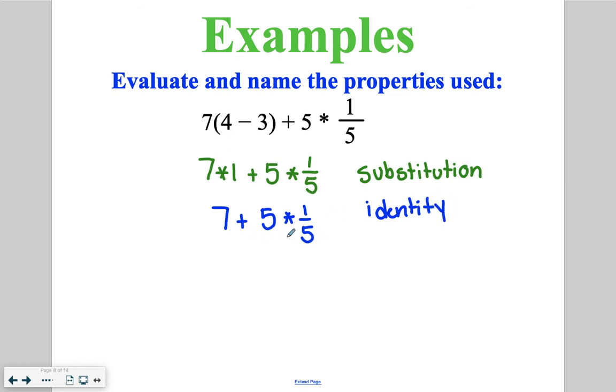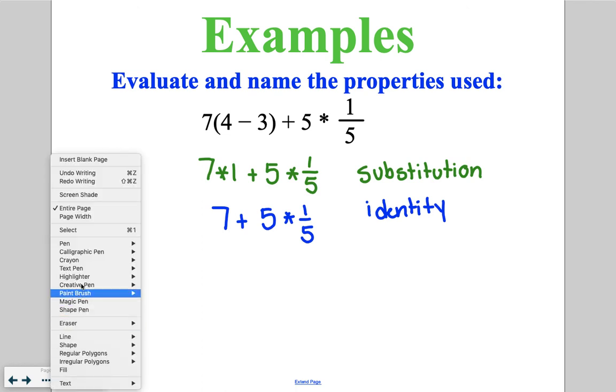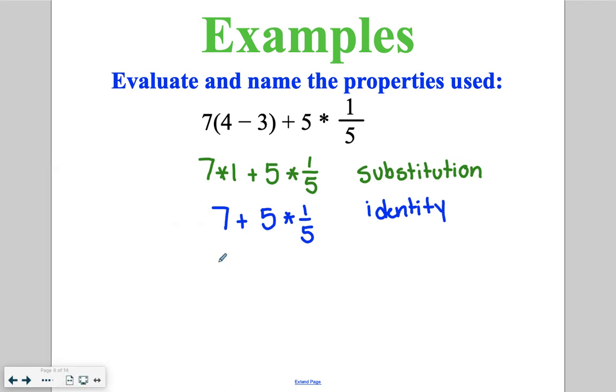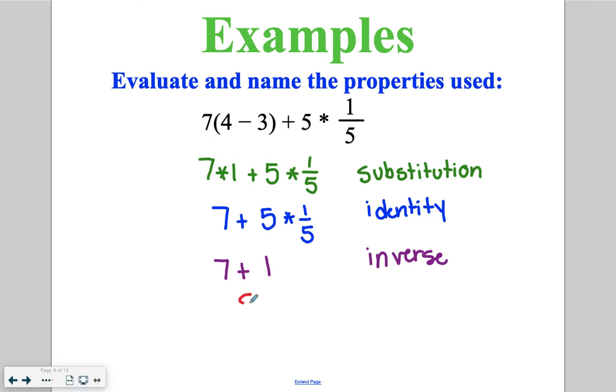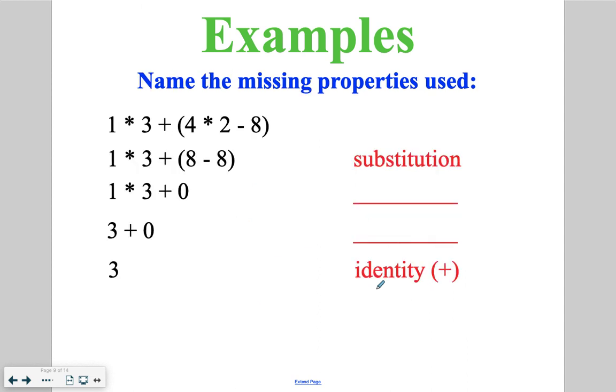Then following PEMDAS, our next step would be to do 5 times 1/5, and that's going to give us 1. So I've got 7 plus 1, and that's going to be that inverse property that we used there. And then for the last step, I have 7 plus 1, that's 8. Adding 1 is not a specific property, so I'm going to call that substitution. So your goal here as you are evaluating is to be able to identify each step of the process. This one is already solved for you. Go ahead and name the 2 properties that are missing.